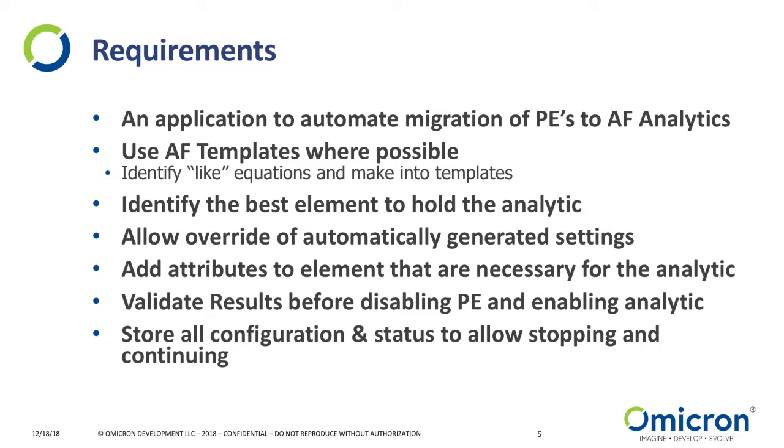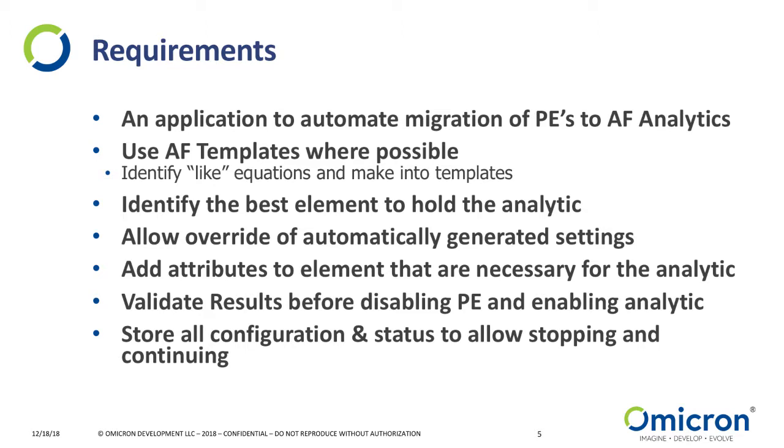Identify the best element to hold the analytic. Every AF analytic is tied to a particular AF element. As a result, where do we put each one of those? So we have to figure out the best place to put it. And I'll show you how we do that in this utility. One of the things, though, is no matter how good your algorithms are to figure out where to put things and the settings you want to use, there's always going to be one-offs and things where you want to modify it. So as a result, any of the settings generated by the migration utility should be able to be overridden so that instead of using the default, you can do something special, because everybody has special cases, and that's always going to be the case.